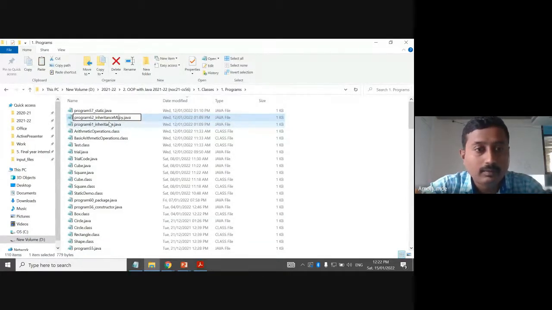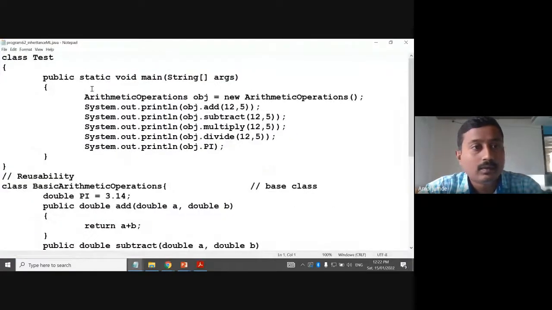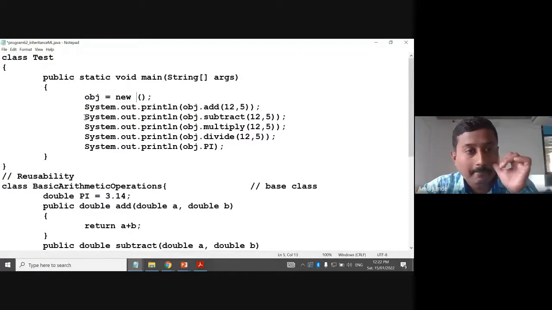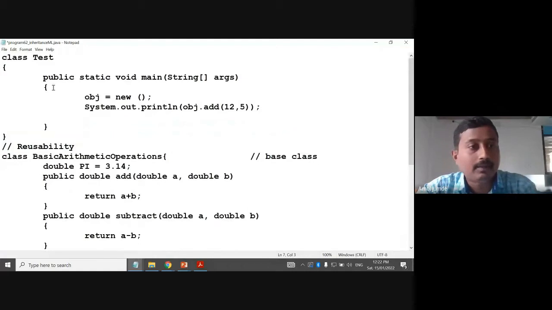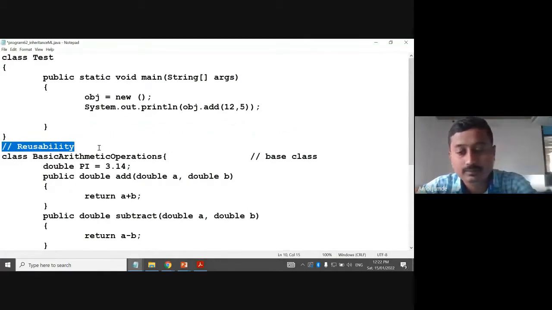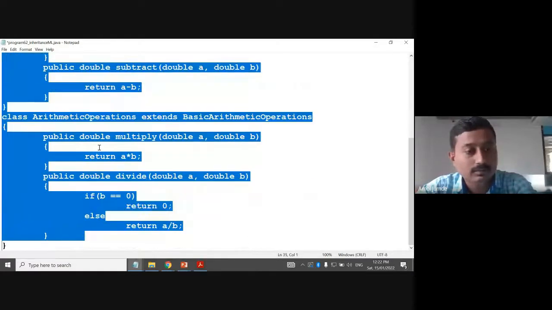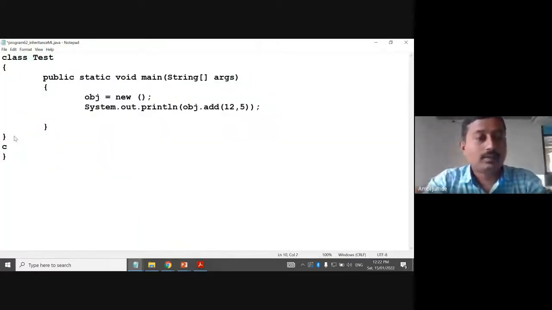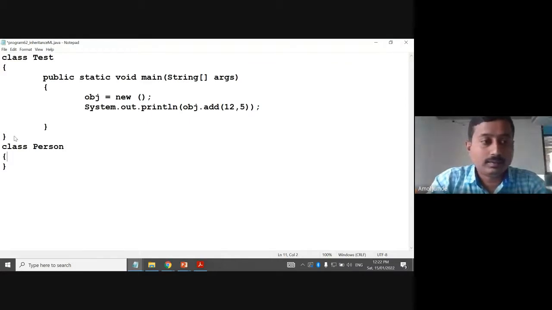ML for multi-level. We'll need a test class to run everything. What is our first class? Person, right? Person.